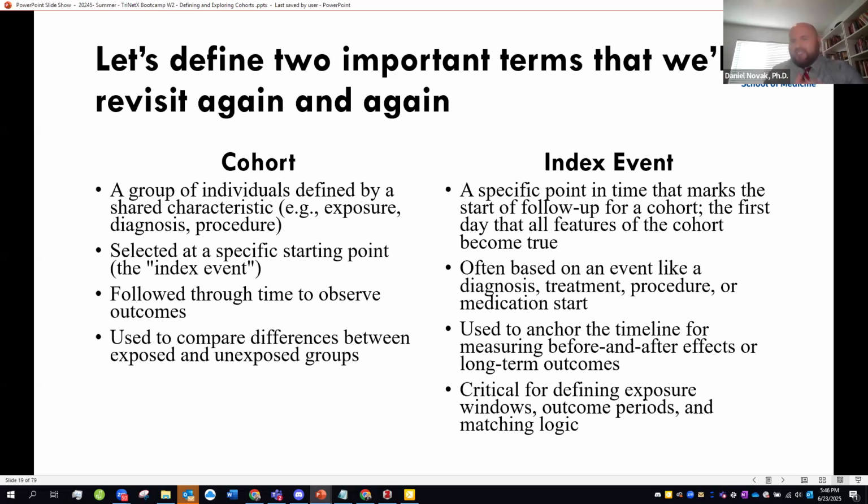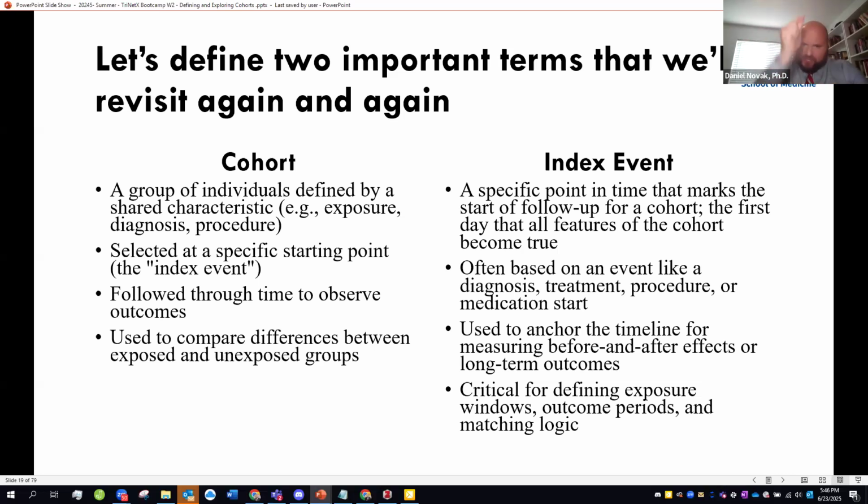It's often based on, for example, the first day of a diagnosis, or the first day that they had a diagnosis and then were given a specific medication. Perhaps this is important to think about. They might have had that diagnosis for years, for example, type 2 diabetes. But if your study starts on the first day that they had type 2 diabetes and got semaglutide, well, that's your index event. That's the first day that both of those things are true, even if they'd already had the diagnosis for many years.